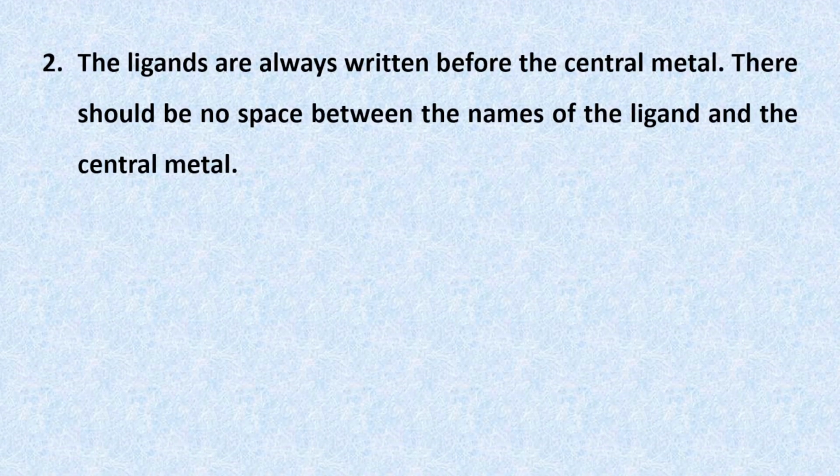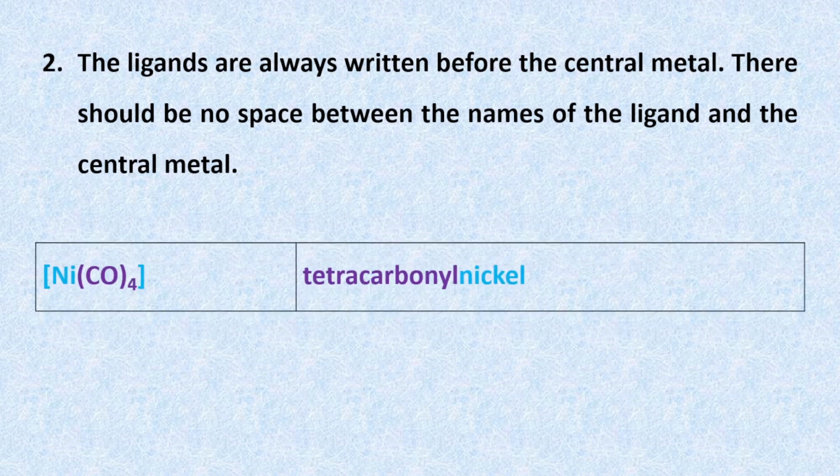Number 2. The ligands are always written before the central metal. There should be no space between the names of the ligand and the central metal. In this complex, we have 4 carbonyl ligand along with the nickel. So the name of the complex is written tetracarbonyl nickel. As you can see, there is no space between the central metal and ligand.